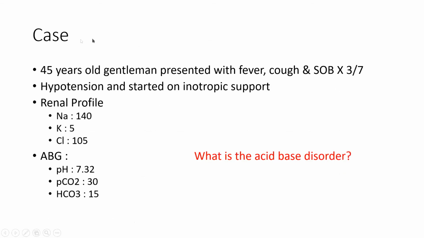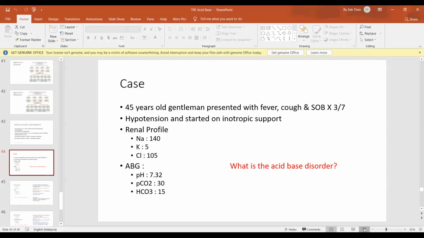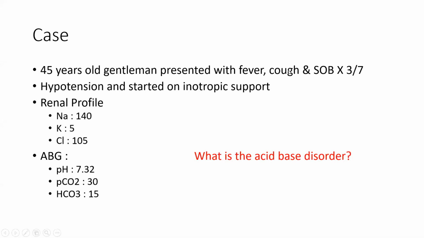So back to the case just now: the 45-year-old gentleman presented with fever, cough, and shortness of breath for 3 days. The patient is hypotensive and started on inotropic support. Renal profile: sodium is 140, potassium is 5, with a chloride of 105. Your pH is 7.32, your PCO2 is 30, and your bicarb is 15. Perhaps anyone can try to answer what the acid-base disorder is. Anyone is fine. If not, I can give the answer already.